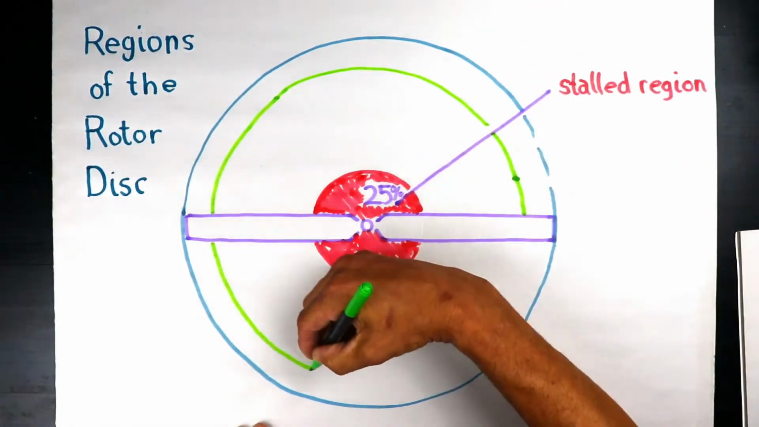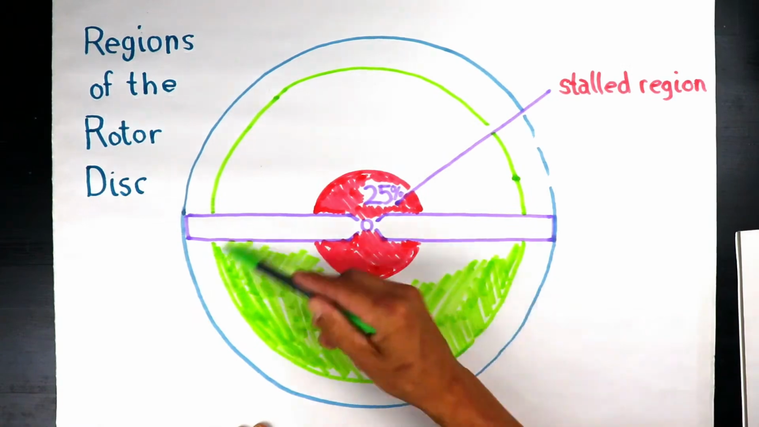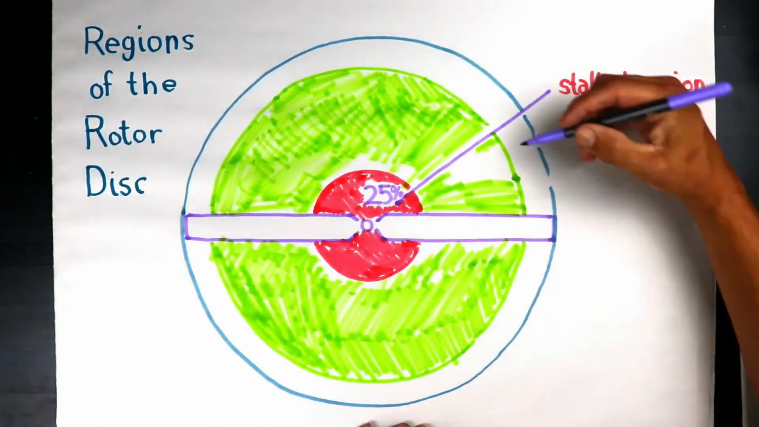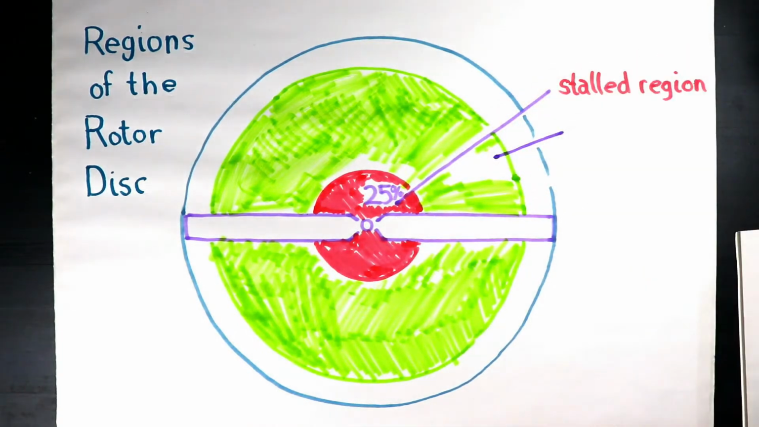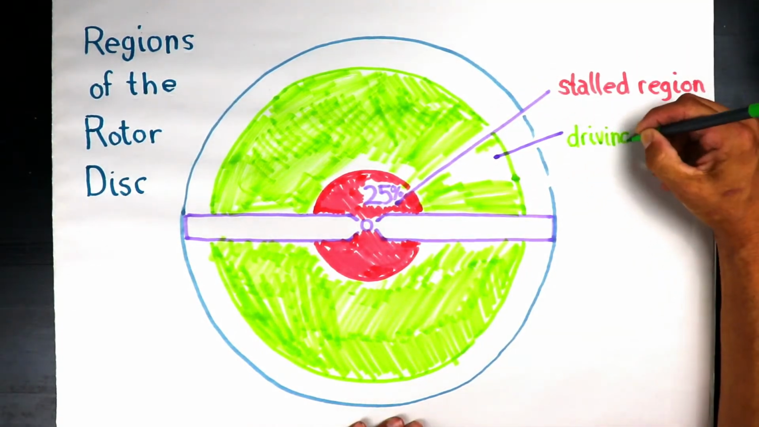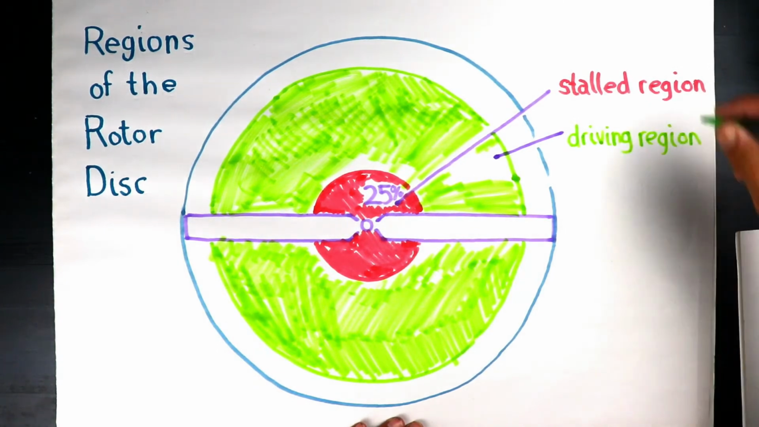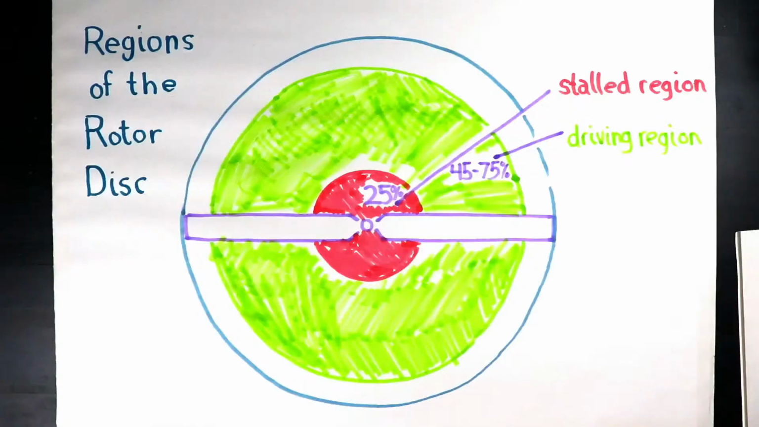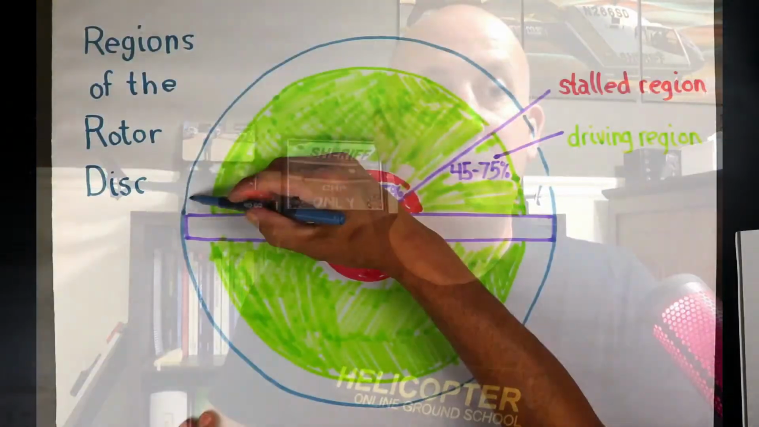The next section, which is the major portion in the center, is what we call the driving region. It actually is good for us. This is what we want. It produces force in the direction of rotation, and you get about 45 to 75% of the total disc area. This is the good stuff. This is what's actually providing the lift, providing the most force during the autorotation. So it's driving the rotor system, which we really need in order to have a successful outcome.